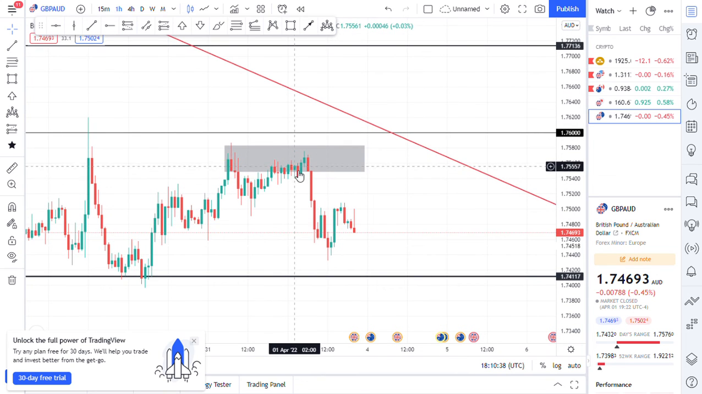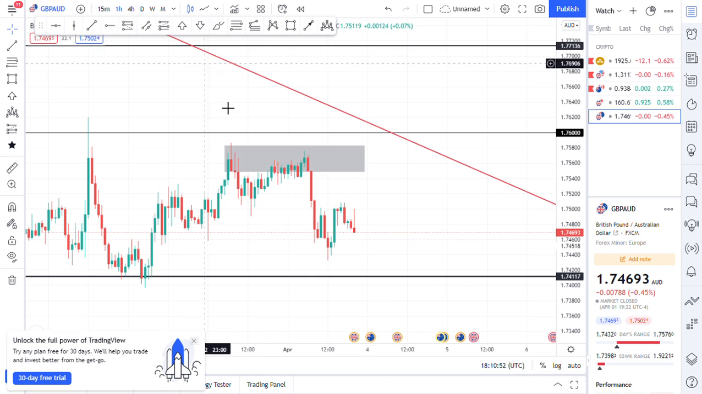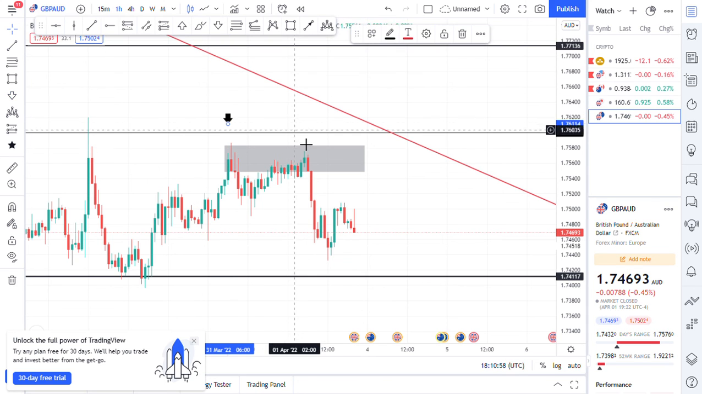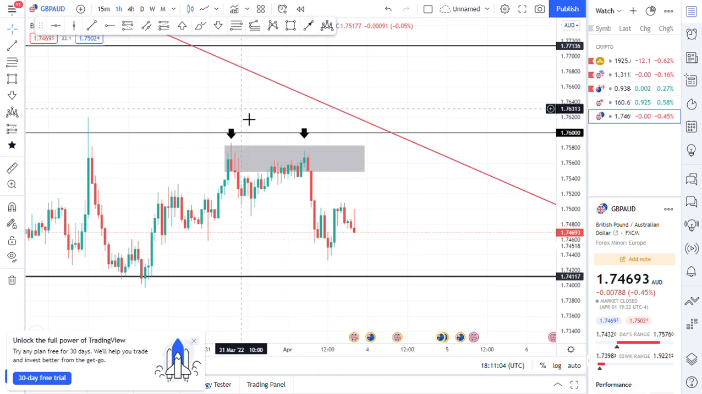We are still bearish. Look at the move. Look at the rejection. Still creating lower lows, still creating lower highs. Double rejection. So clean and clear. We are still creating lower highs, and look at this point.